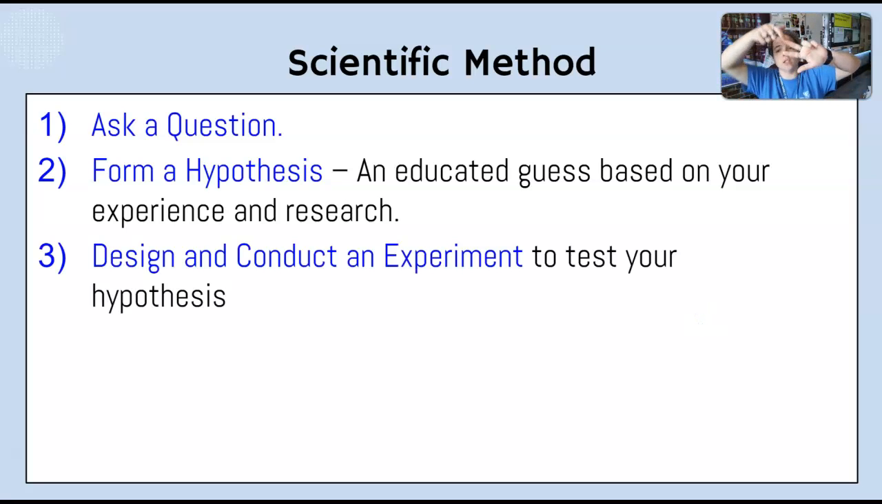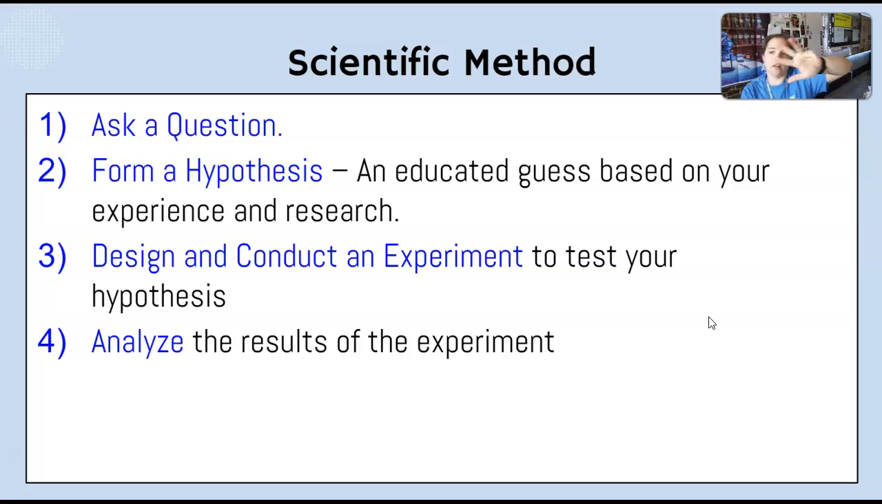Or if this happens, then this should happen. Then you're going to design and construct an experiment. You're going to do that experiment to test your hypothesis. And when you construct it, you want to make sure that other people can follow along your instructions and do exactly what you did to replicate whatever you did so that they could potentially get the same results. And that's the whole point of making these experiments and testing and proving your theory correct.